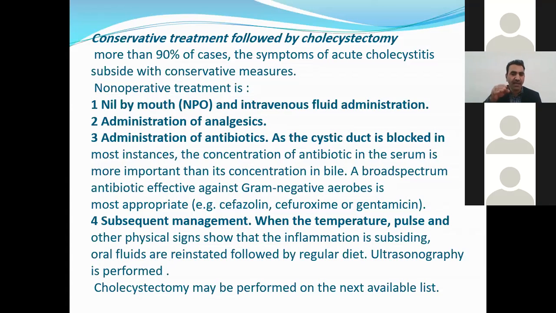Metabolized to the serum, not excreted in the bile, because عادة there is obstruction to the gallbladder. ما يوصلها الانتيبيوتيك إذا عن طريق البايل. So the broad spectrum antibiotic effective against the gram-negative aerobe is most appropriate like cefazolin, cefuroxime with gentamicin.